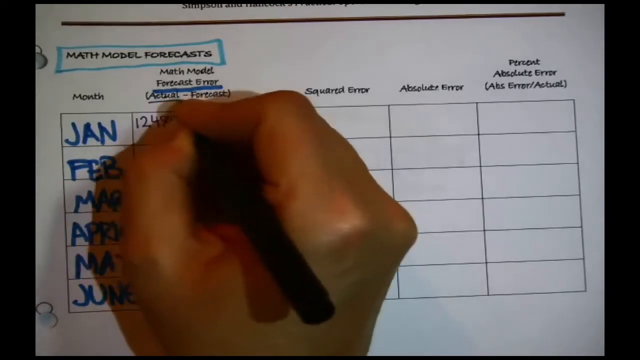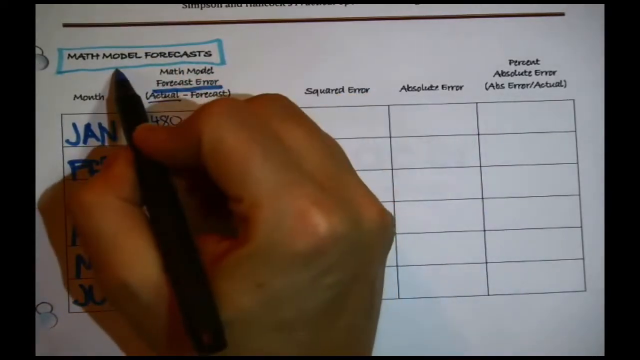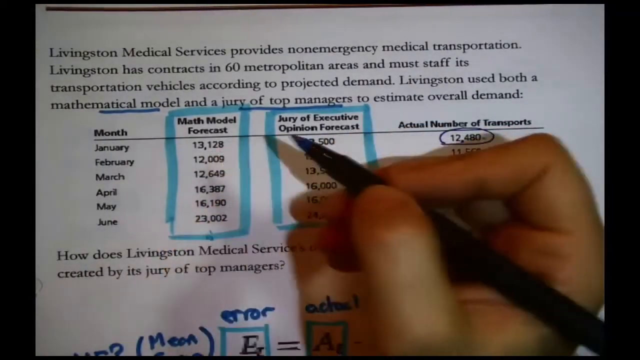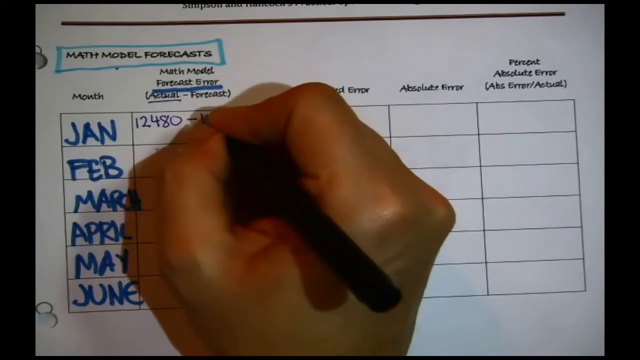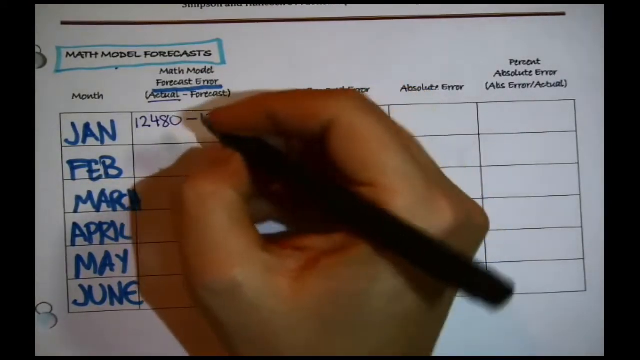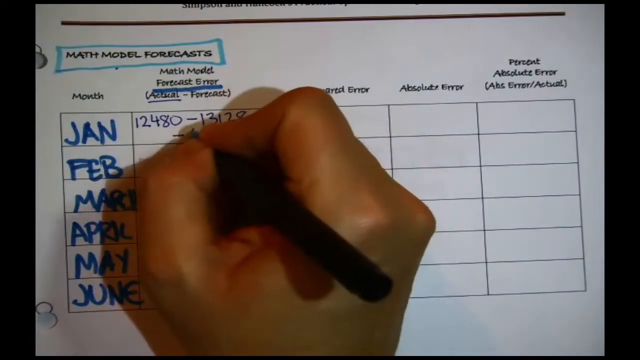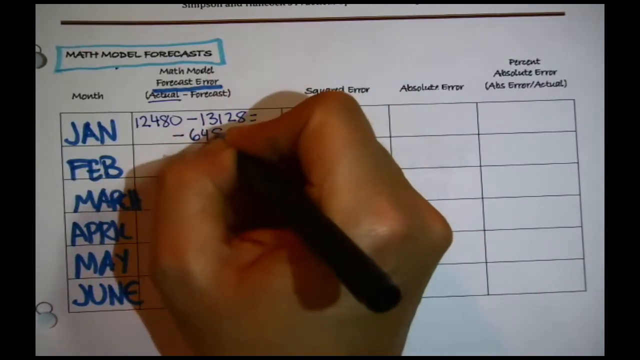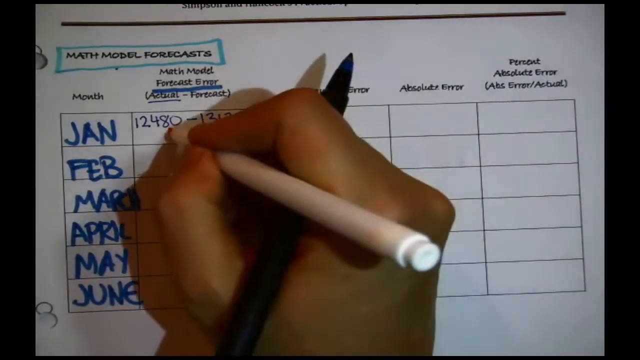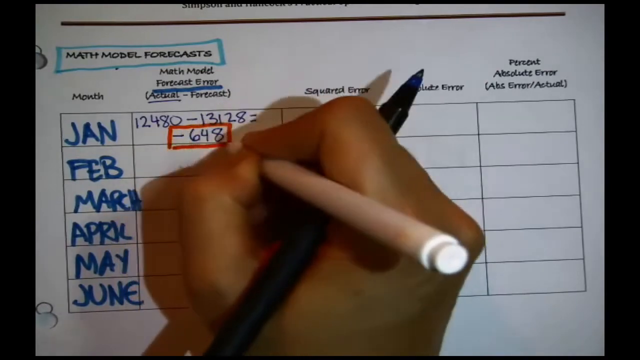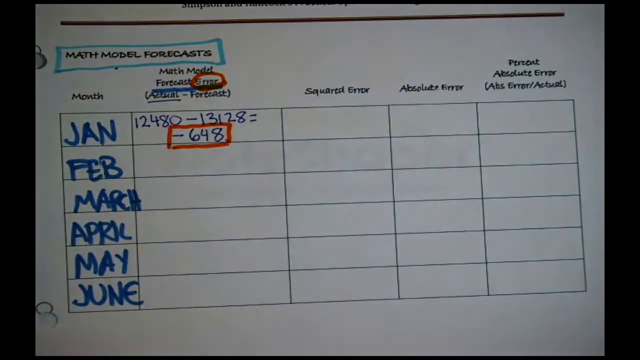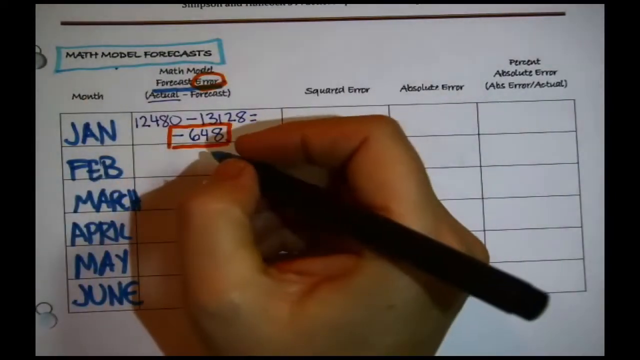12,480, that's the actual, minus the math model's forecast, which was 13,128. Why am I doing this? Because I want to calculate the error. When I put that in my calculator, I get a negative 648. I'm going to put a nice little frame around that, because that actually is the error. That's what I was looking for. Now, I need to do that for February, March, April, May, and June.